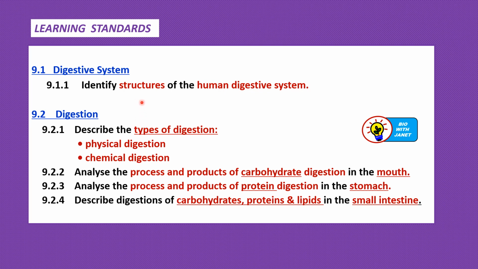The learning standards for today's lesson are as follows. 9.1 Digestive System. After this lesson, we should be able to identify structures of the human digestive system, including the digestive organs. 9.2 Digestion. Describe the two types of digestion, which are physical digestion and chemical digestion. Next, analyze the process and products of carbohydrate digestion that occurs in the mouth. Then, analyze the process and products of protein digestion that occurs in the stomach. And lastly, analyze the digestion of carbohydrates, proteins, and lipids that occur in the small intestine.